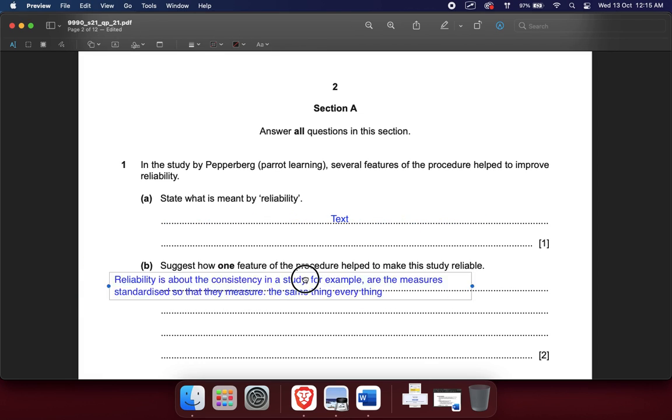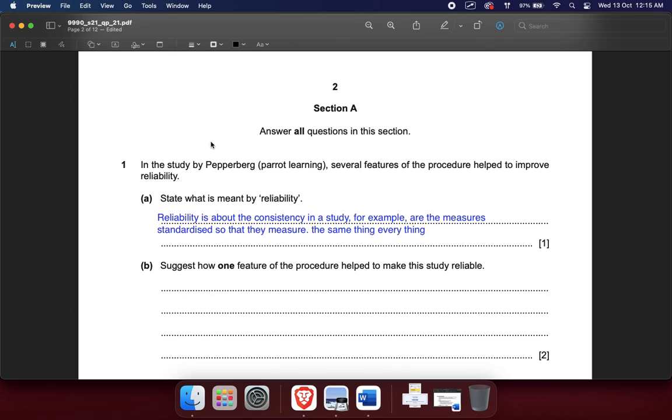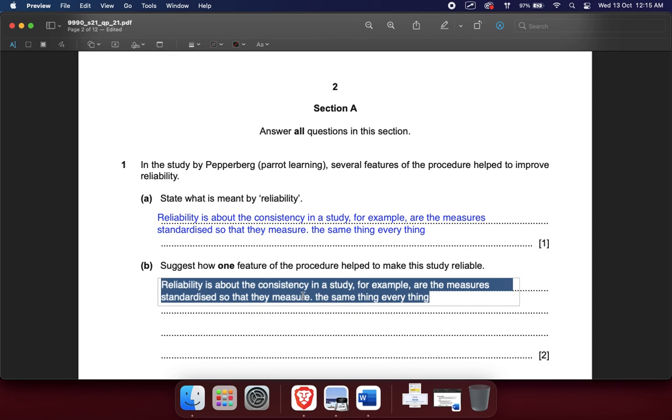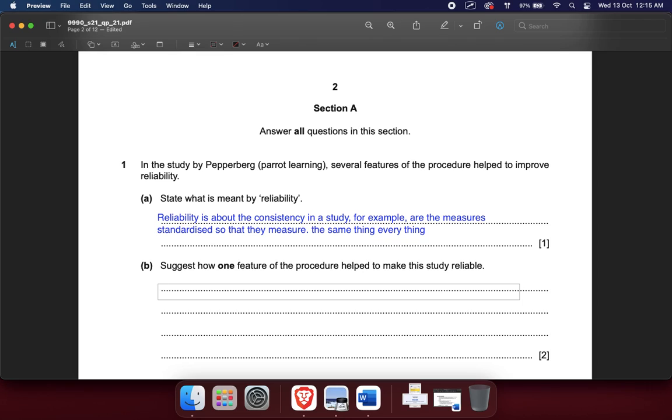So firstly, one feature of the procedure. So when we're asking ourselves, what was in the procedure that was reliable? What did Pepperberg do in the procedure that was consistent? Well, you could come up with a variety of different things. For example, the model rival approach. The training that was done for Alex was kept consistent.